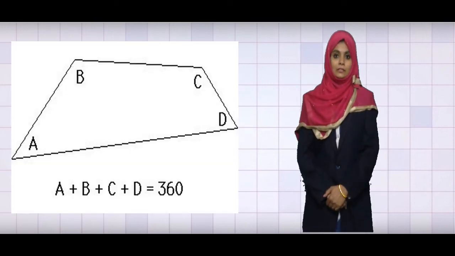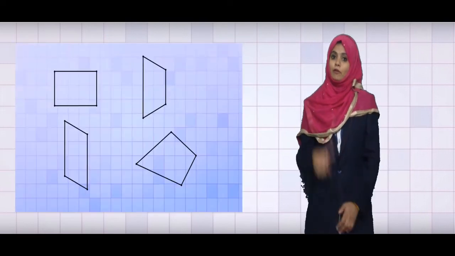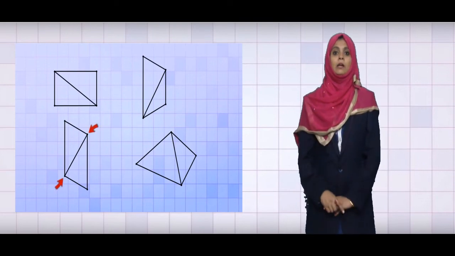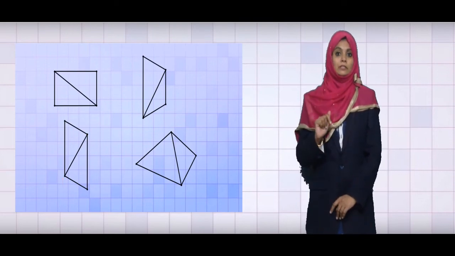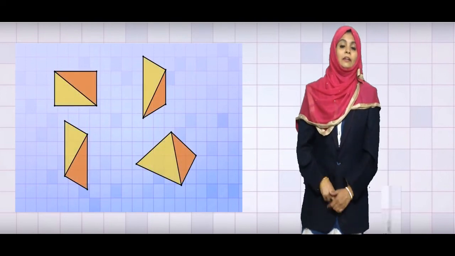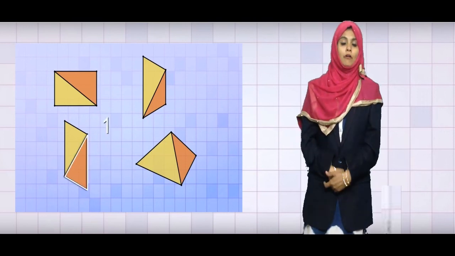One important thing we need to know about quadrilaterals is that the sum of all angles of a quadrilateral is always 360 degrees. Take 4 different examples of quadrilaterals. We'll draw a line between 2 opposite vertices of each of them. Now, each quadrilateral is cut into 2 triangles, and in the triangles video, we learned that the sum of all angles of a triangle is always 180 degrees.